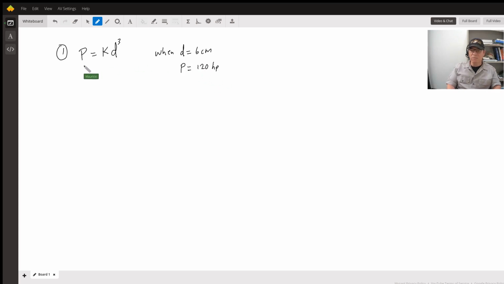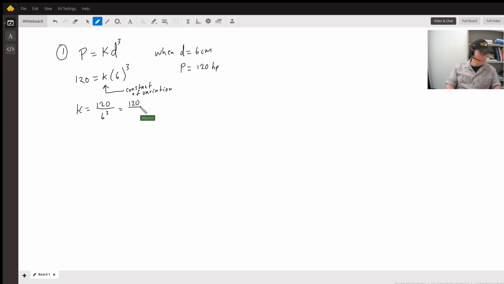So if we substitute into the direct variation equation, 120 equals K times the cube of 6. This allows us to solve for the constant of variation K. So that means that K will equal 120 divided by the cube of 6.